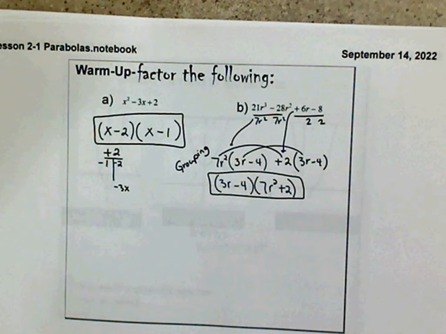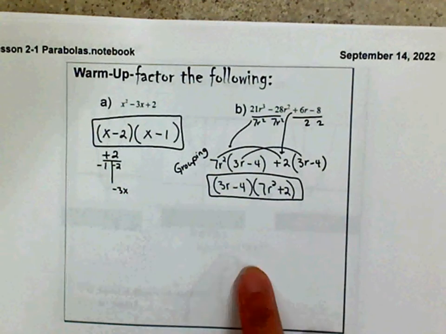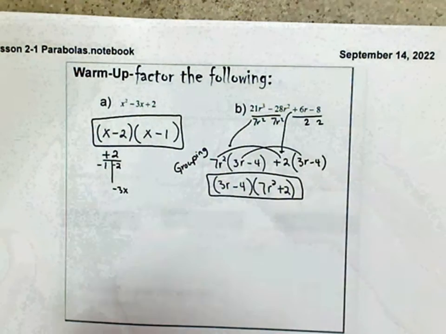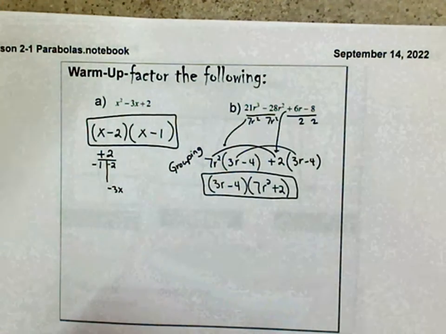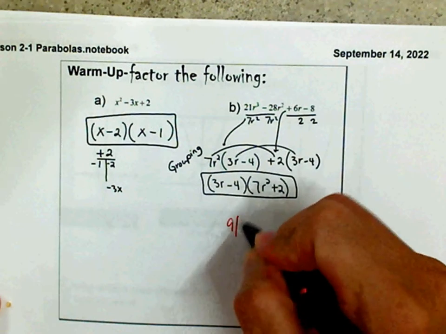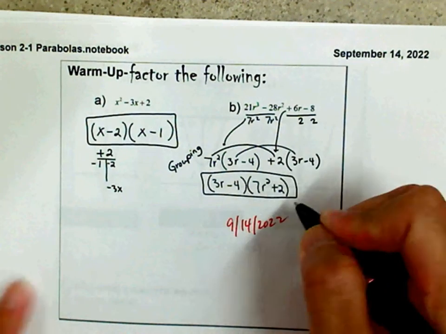Go ahead and turn them in. You only get 1 warm-up for the week. Okay? Make sure you put a date. Today is, let me see if I can get this to work. Today is 9/14/2022. So make sure you put a date on there.